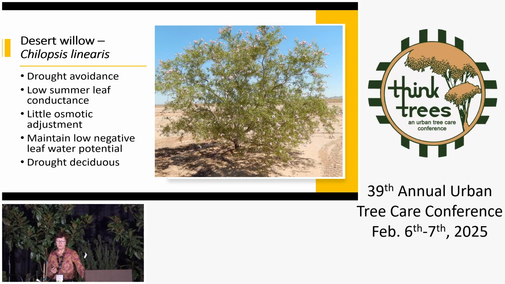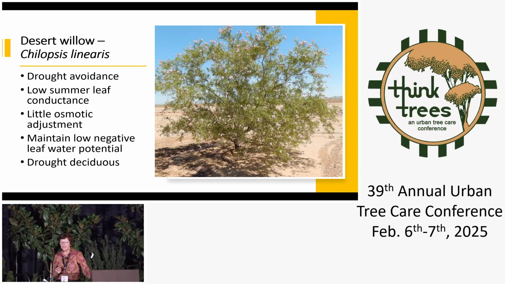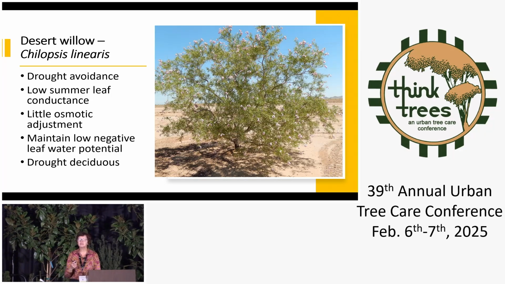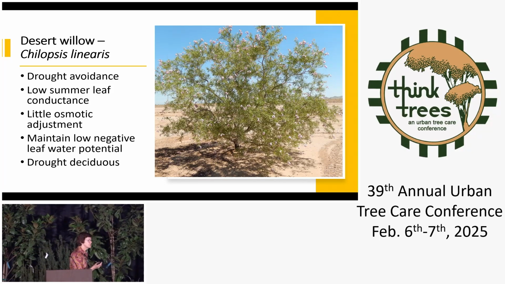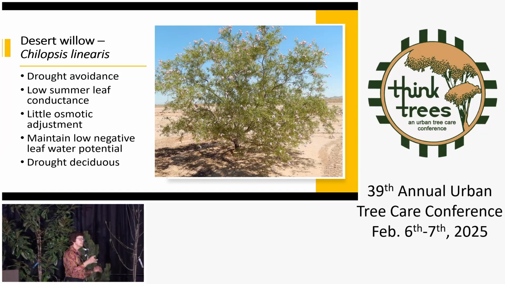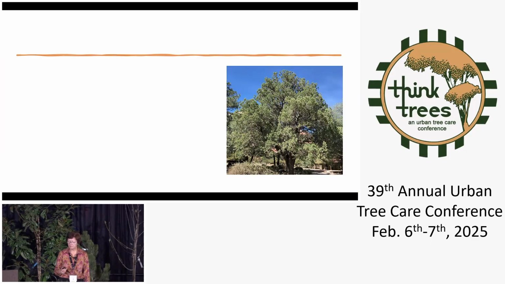Now, you're growing also a lot of desert willow, and they are drought avoiders. They have low summer leaf conductance, so they don't open their stomata too much in the summer, and they don't have much osmotic adjustment at all, and essentially they can be drought deciduous. Because they are trying to conserve the water that is there, they at some point may just close the stomata so much that some of the leaves, usually the older leaves first, are shed and you have a thinner canopy.